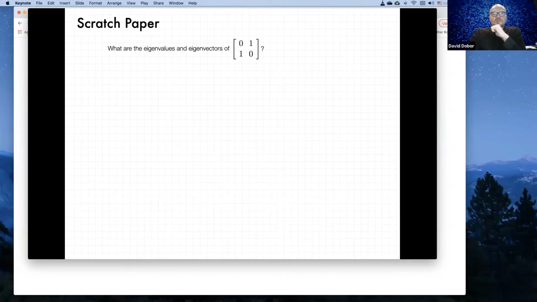Okay, so now let's remember this. I'll return to that point a little bit later. Fine. So I think this one we did last time. The matrix that's on my screen, what are its eigenvalues and eigenvectors?